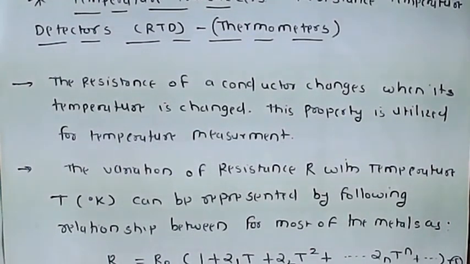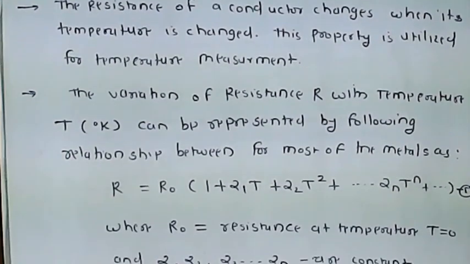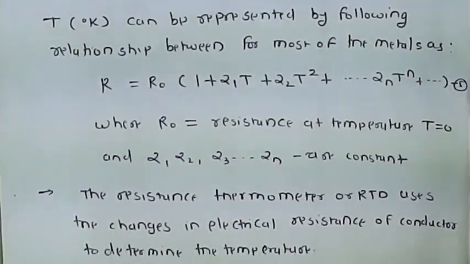the variation of resistance R with temperature T, which is measured in Kelvin, can be represented for most metals by the following relationship: R equals R0 times (1 plus alpha 1 T plus alpha 2 T squared plus up to alpha n T raised to the power n), where R0 is the resistance at a temperature of 0 degrees, and alpha 1, alpha 2 and alpha 3 are the constants, or temperature coefficients, we can say.